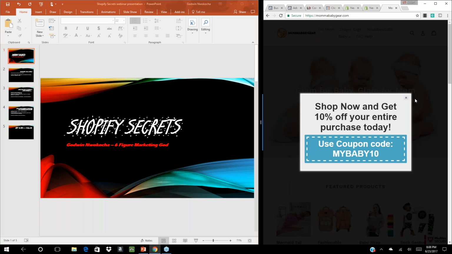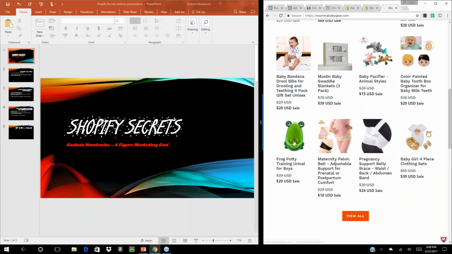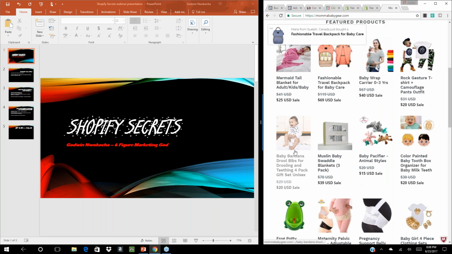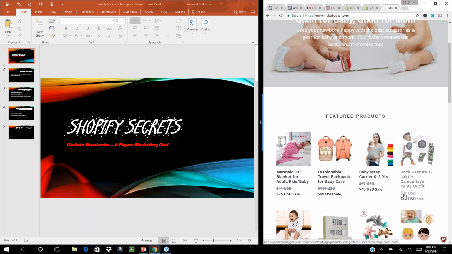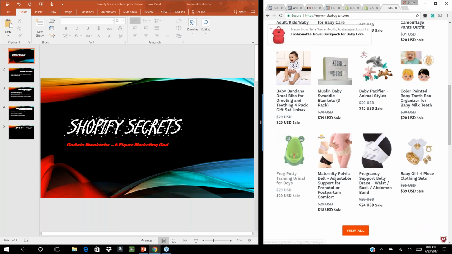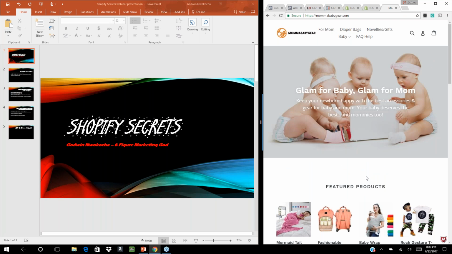All right, so this is a baby store. As you can tell, they have multiple baby products. They have frog potty training for boys. I mean, this is a good store right here, honestly. They got baby toys. They have the backpack for baby care, and this whole store is just narrowed down. It's not a general store. This is a niche store, and their target market is just babies. They're targeting females that are new baby owners, or it's easy to target this market.